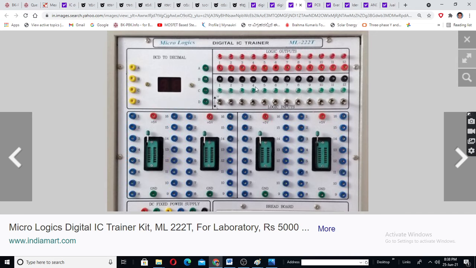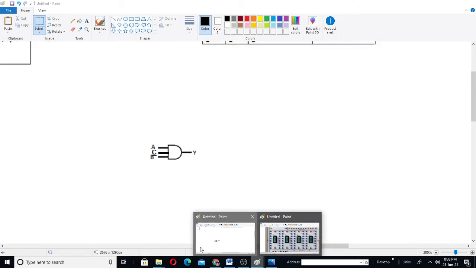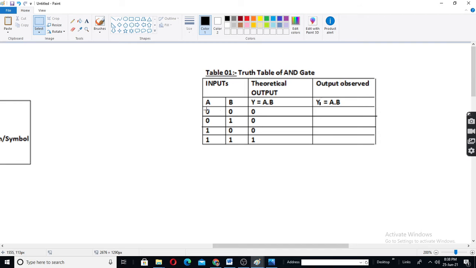Fine. Now you give inputs here by operating this switch. 0, 0 means when both the switches are downside. If it is 0, 0, you will get 0. 0, 0 means 0. 0, 1 means 0. 1, 0 means 0. 1, 1 means 1. Means when both the conditions are true, then only output will be true.